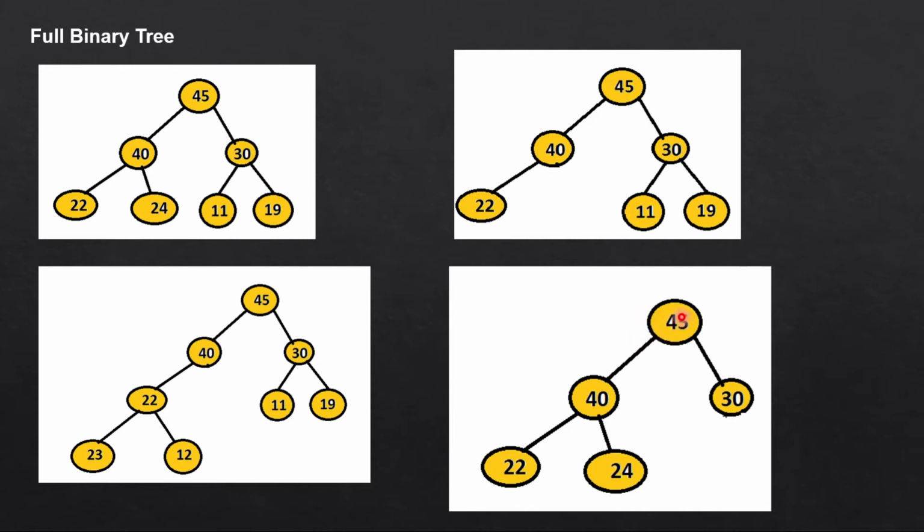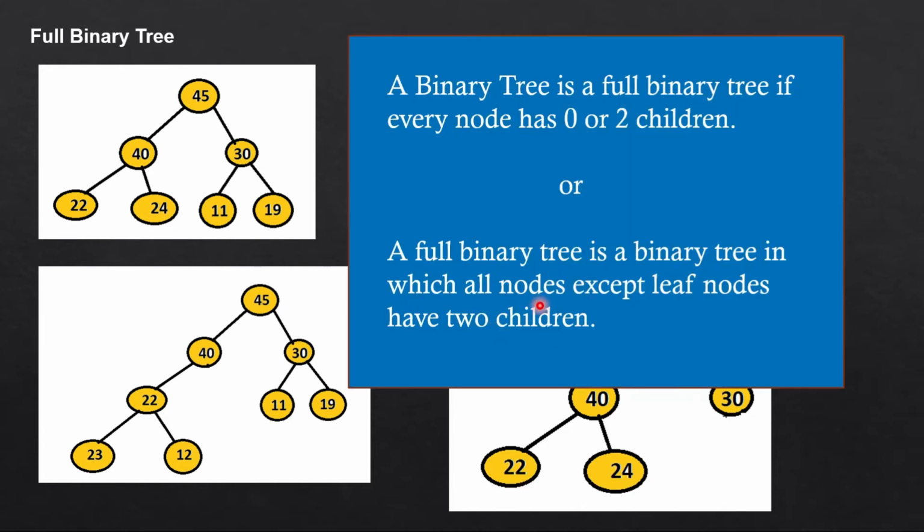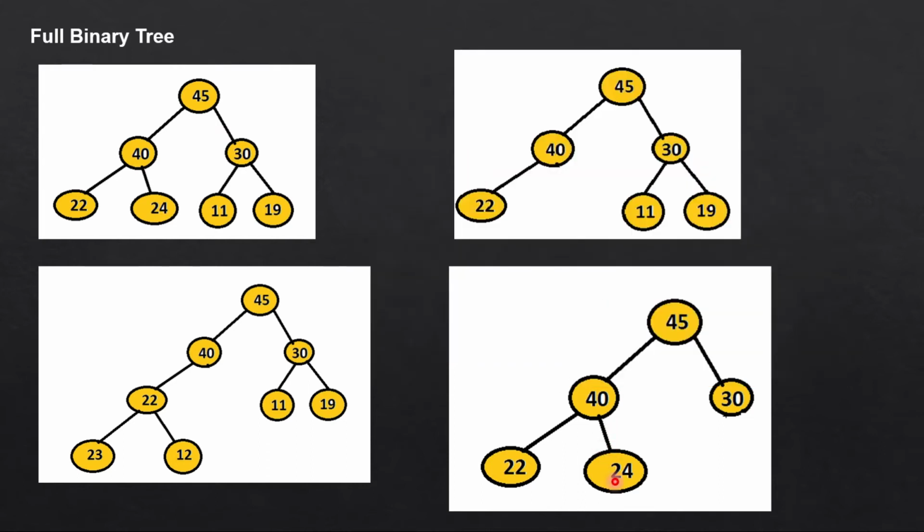Now this tree. Here you can see this 45, this root node, has two children. This 40 has two children, and this 22, as it's the last node or you can say leaf node, has no children, meaning 0 children. That is also fine as per the definition, right? Meaning you should have either 0 or 2 children. This 24 has the same thing, no children, that is 0, and this 30 also has 0 children. So this is also a full binary tree. So among all these 4 pictures, this one and this one are full binary trees, not these two.